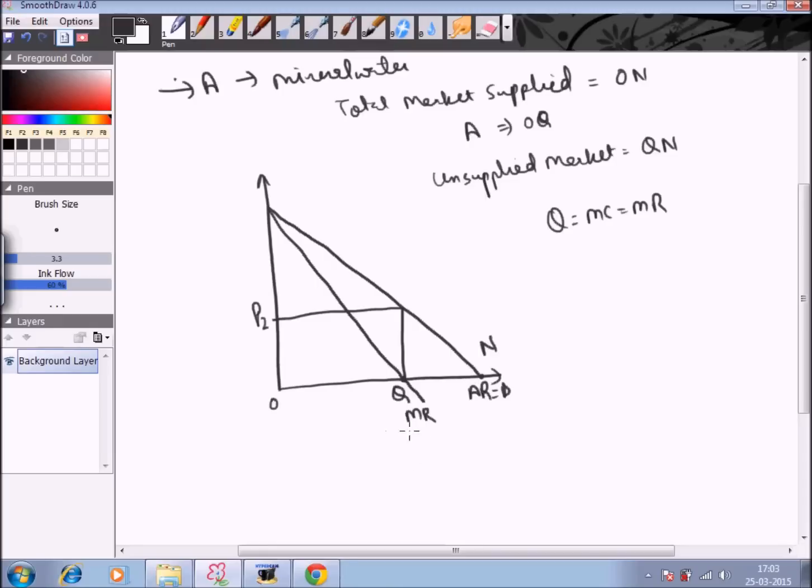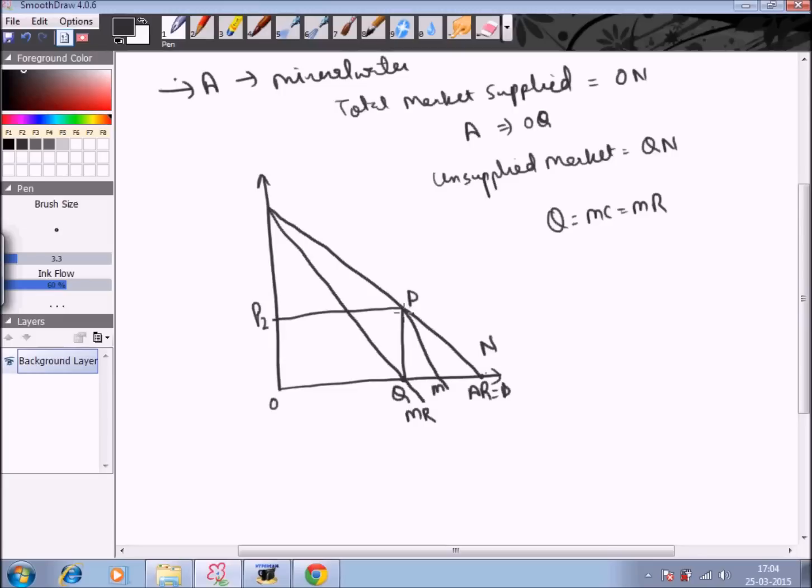Now suppose seller B enters into the competition. Seller B starts selling and he sees that QN is a market which is unsupplied. So he will be supplying QN, and what quantity he will supply depends upon his marginal revenue curve. The demand which he has to cover is, suppose we name this point P, his demand curve would be Pn. As a result he gets his marginal revenue curve like this. Let's name it PM. PM is the marginal revenue curve of supplier B.